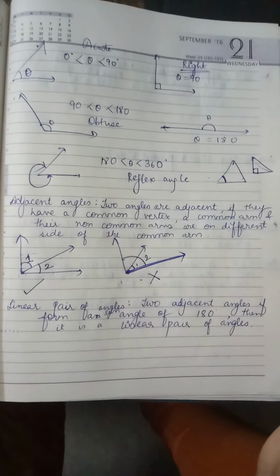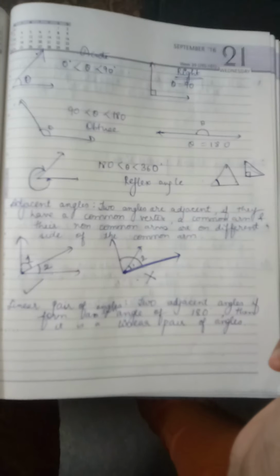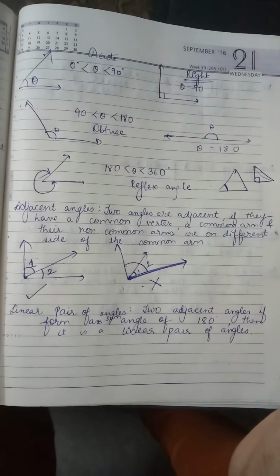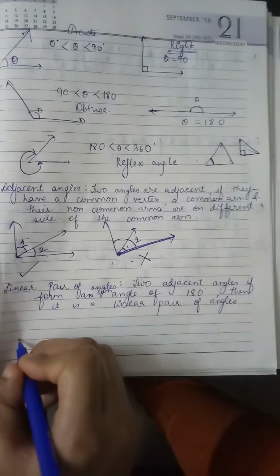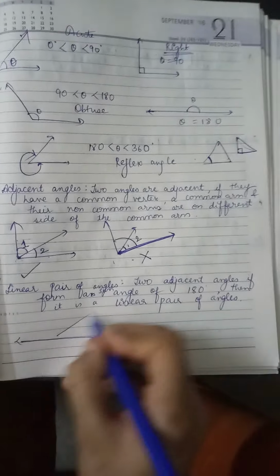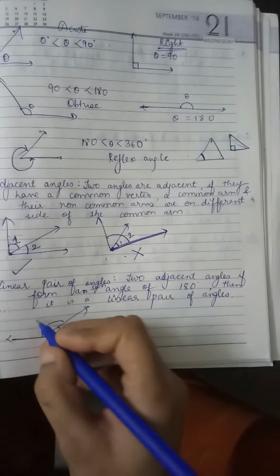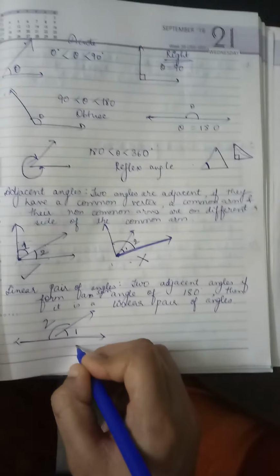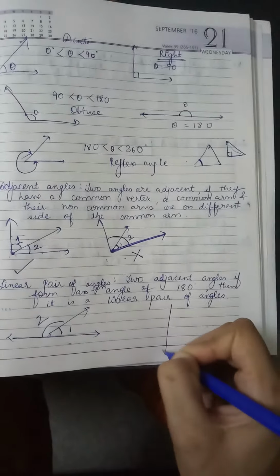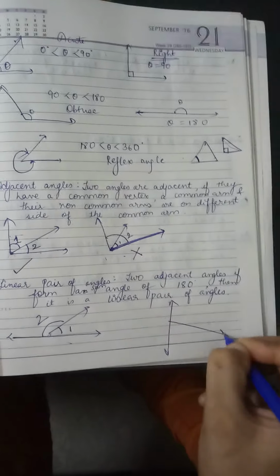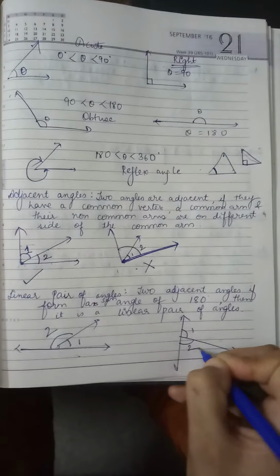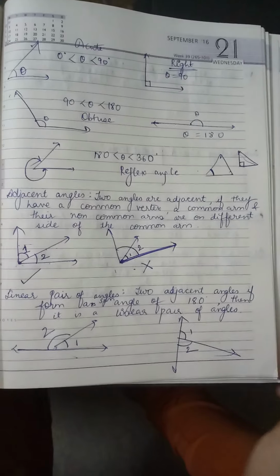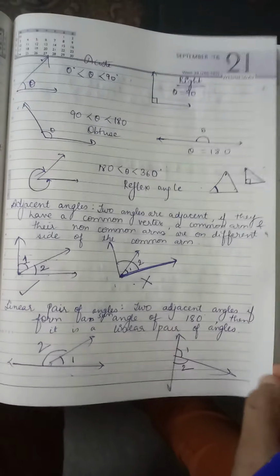Linear pair of angles. Two adjacent angles, if they form a sum of 180 degrees, then it is a linear pair. See, two adjacent angles are there. If they form an angle of 180 degrees, then it is a linear pair. We can consider on any line, angle 1 plus angle 2 is 180 degrees, therefore these are forming a linear pair of angles.